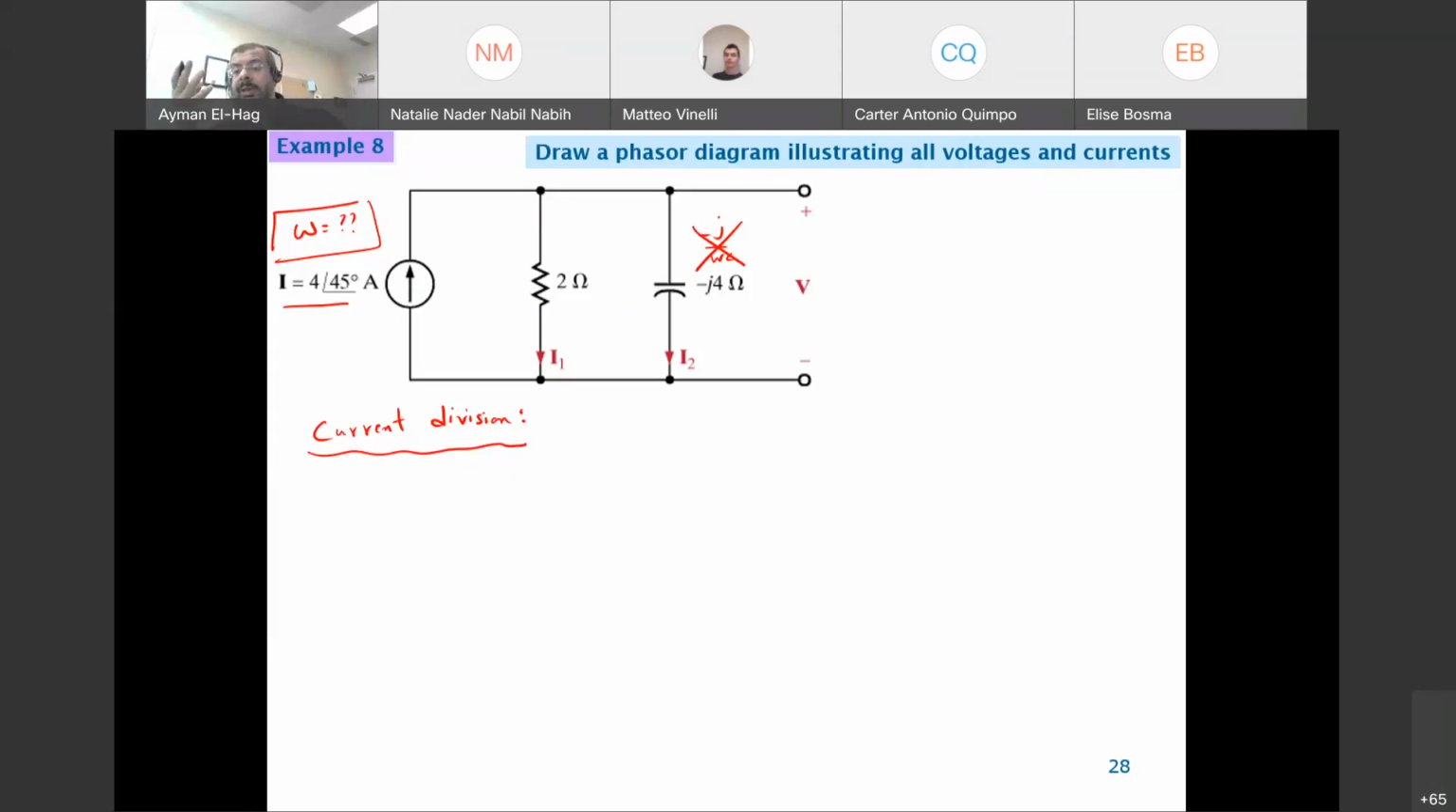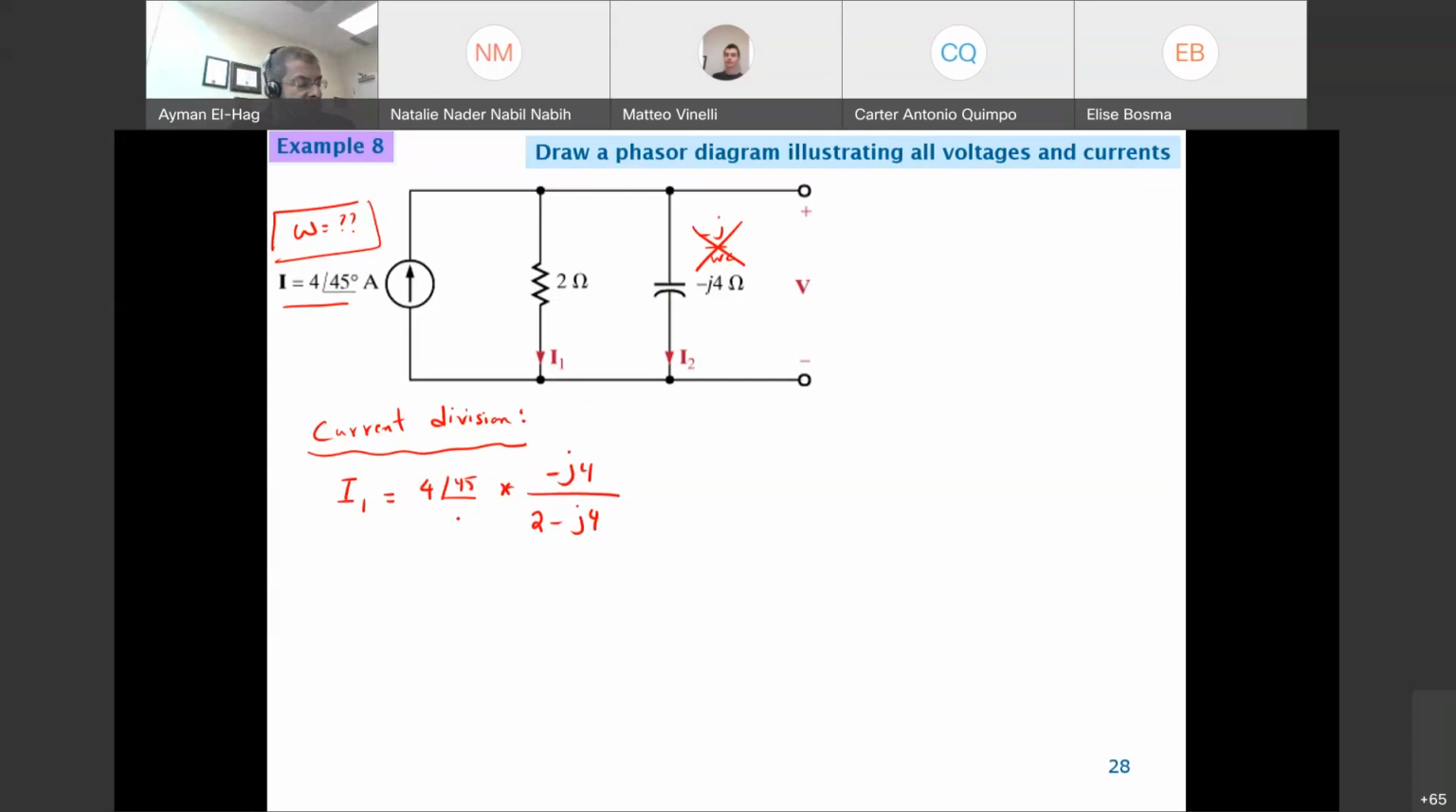It also depends on the person and it depends on the circuit. Sometimes it's much easier to deal with a certain circuit, or sorry, with a certain technique for this. So for this one, when you have a current source and two parallel branches, definitely current division is one of the best ways to deal with it. Okay, so what is I1 here? Your I1 is equal to I, the main current, which is 4 angle 45, times the other impedance, which is minus j4, divided by the summation of the two, which is 2 minus j4.